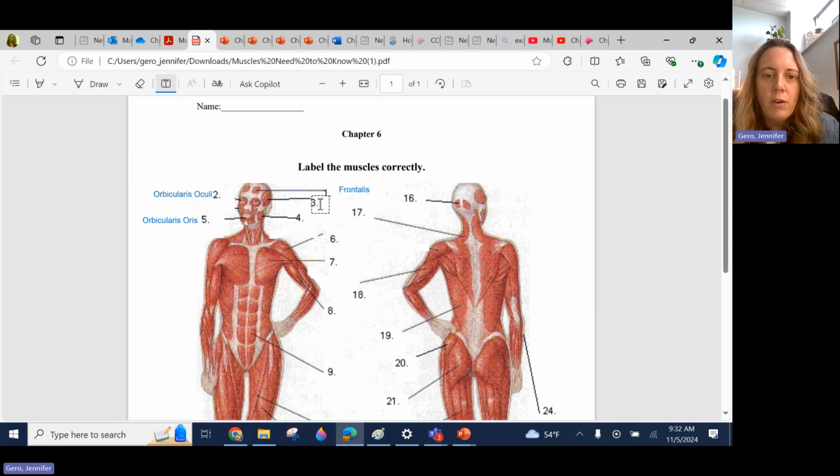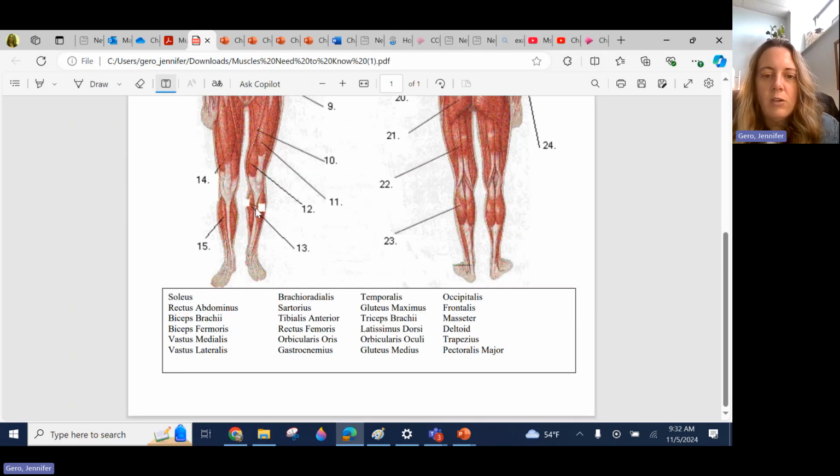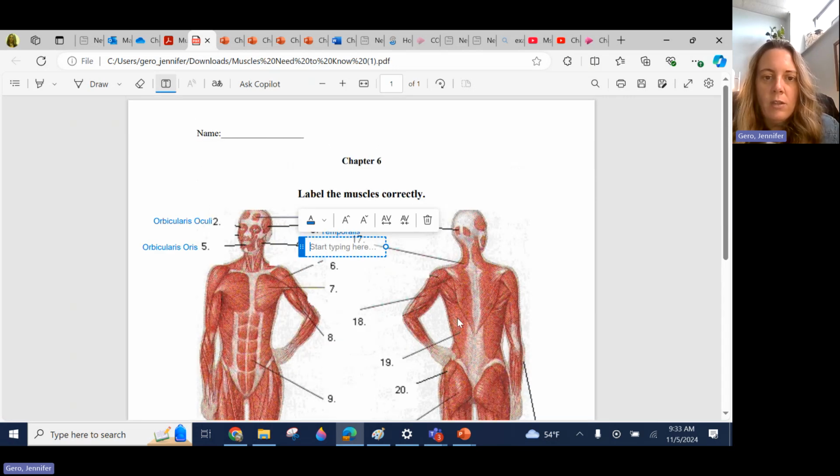Number 3 over here is pointing to the muscle in this area, which is on the temporal bone. So that would be the temporalis. You have quite a few muscles in your face, in your cheek. I'm only making you label one, and that is going to be the masseter. The masseter is going to help you chew. It's going to open and close your jaw, and it's going to help you masticate. Mastication is chewing of your food.